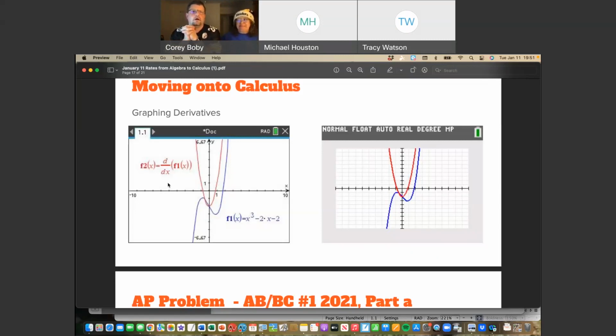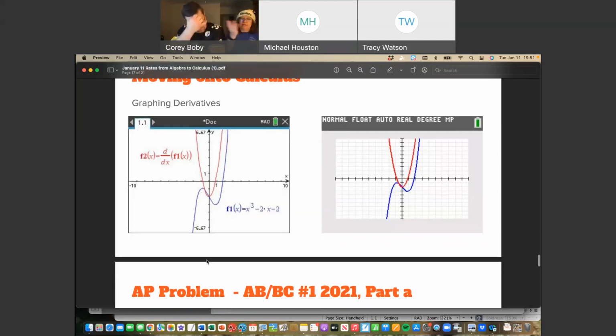All right, so I'm not going to do this in the interest of time. You may have done this. If not, it's really easy to do. You just type in the function, and then in the second equation, you type the derivative. Both devices are pretty much identical using the templates, okay?